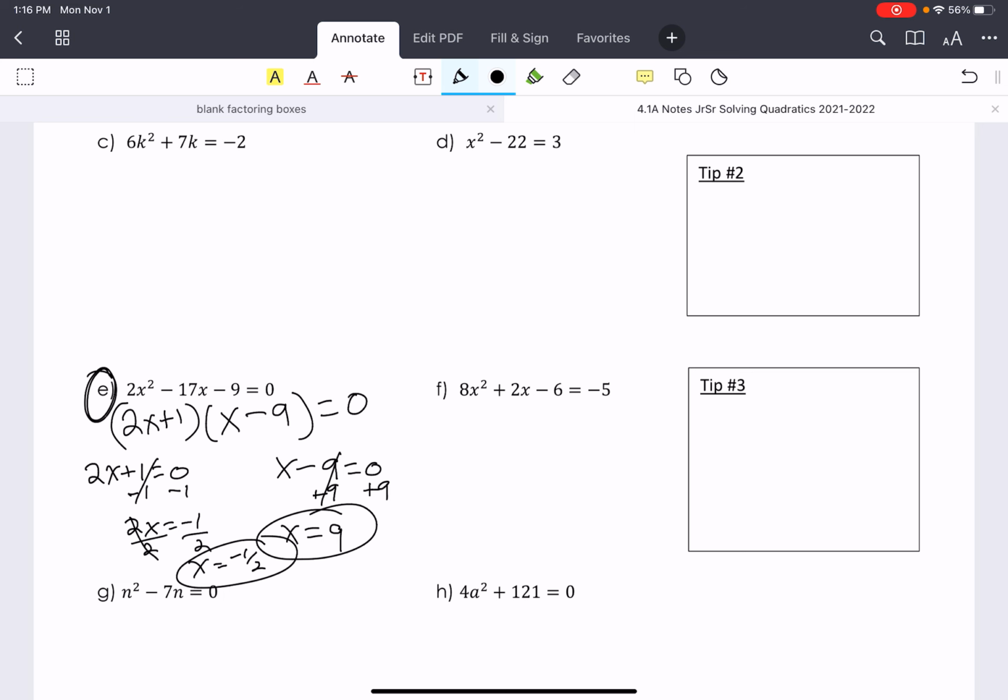Hopefully it makes sense why quadratics have 2 answers, because they have 2 x's, right? x squared, x times x. So they're always going to have 2 answers for the variable.